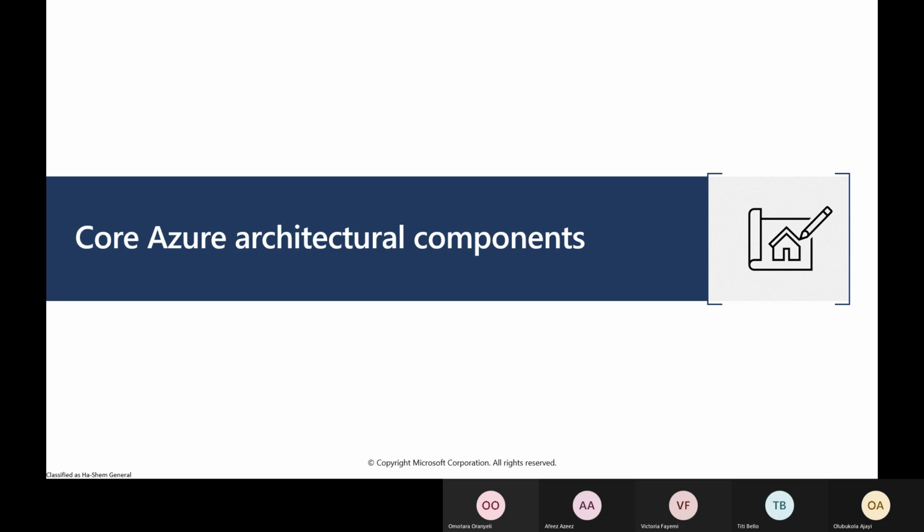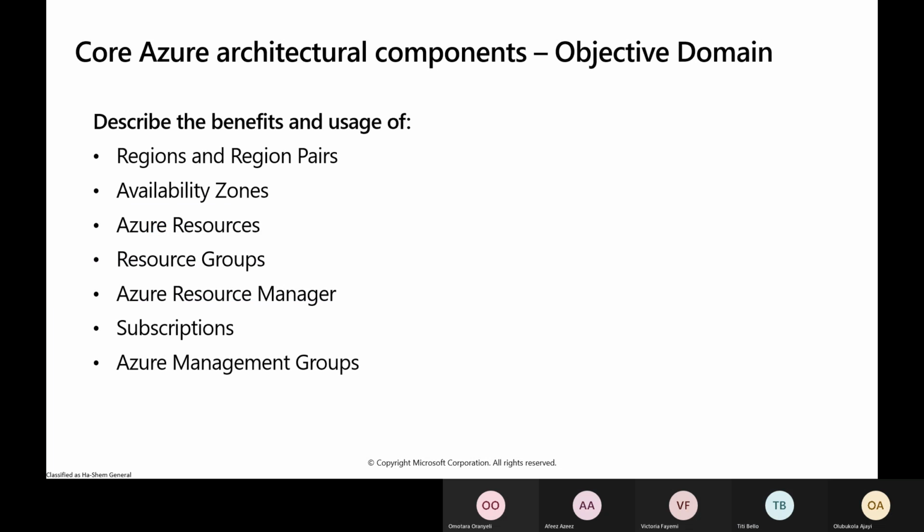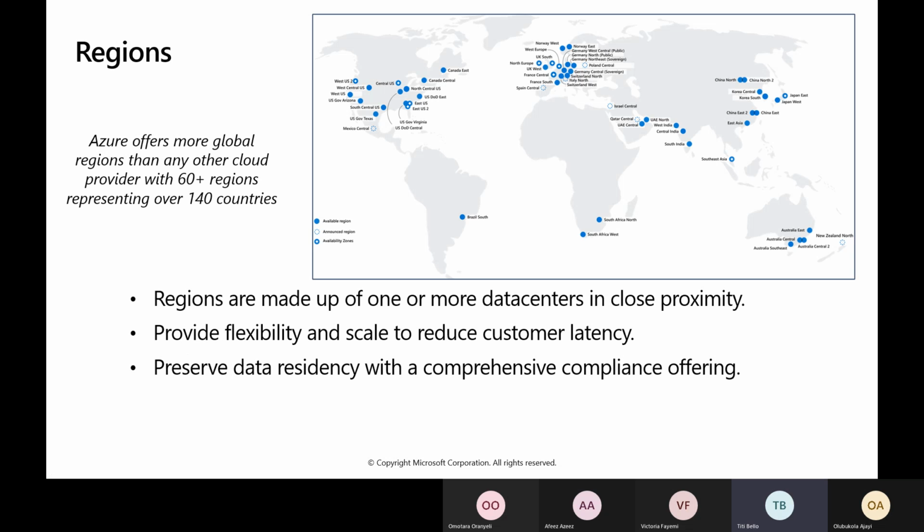So let's start with Azure architectural components. Under this, at the end, we'll be able to understand what regions are, then what we call availability zones, the Azure resources, what we call resource groups, Azure Resource Manager, subscriptions, and then Azure management groups. So we're going to touch each of those areas. So let's start with region, right?